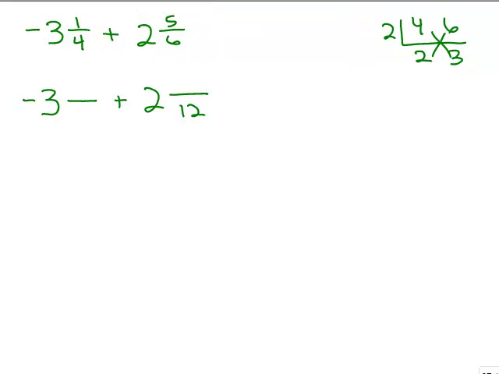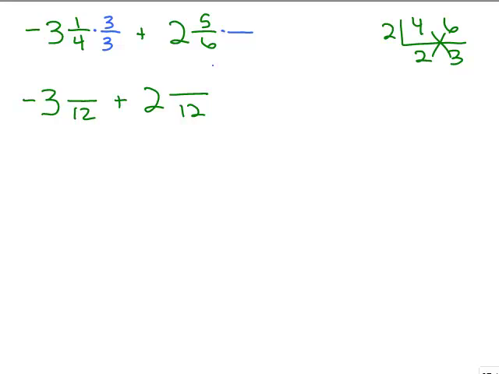Plus 2 and 5/6. I'm going to leave myself some space right here to deal with each of these fractions. So I need to have 12s in the denominator, right? For this first fraction, 1/4, how do I change the 1/4 to 12s? I need to multiply the denominator by 3, so the numerator also is going to be multiplied by 3.